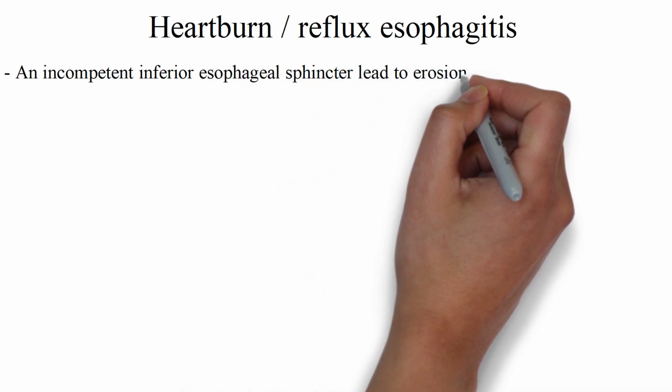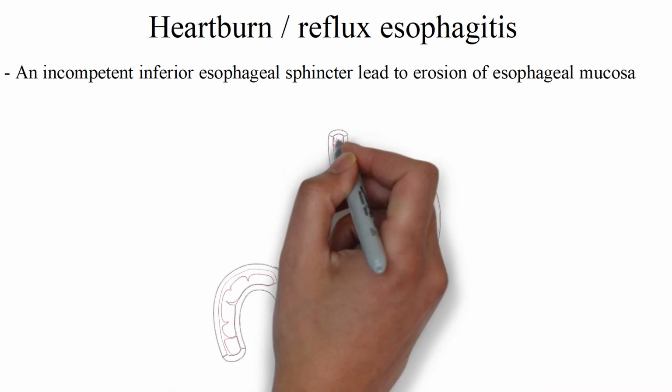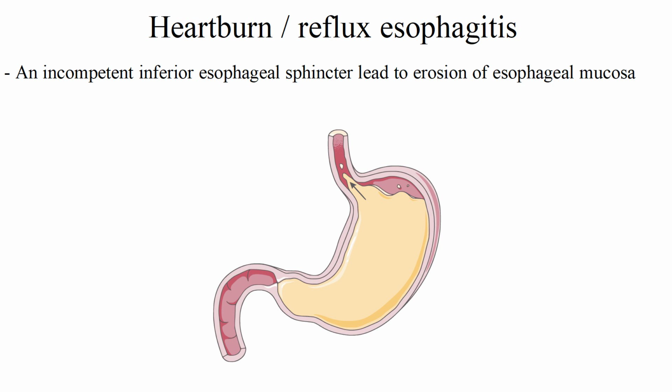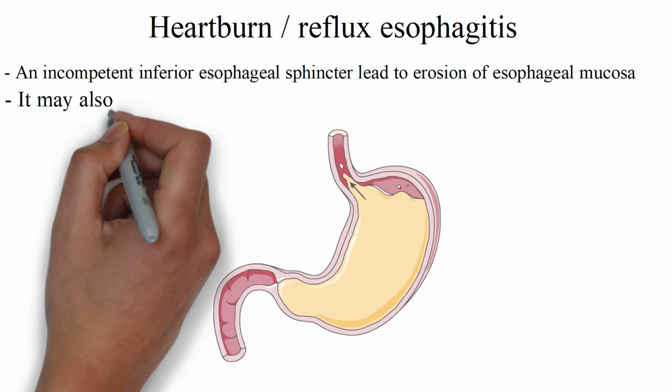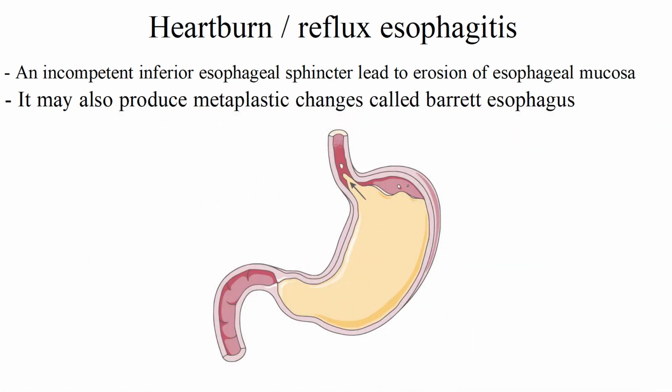Heartburn. As you can see, we have a superior esophageal sphincter and an inferior esophageal sphincter. The inferior esophageal sphincter is present at the arrow, as you can see in the image. The use of the inferior esophageal sphincter is that it prevents the passage of food from the stomach to the esophagus. If the sphincter is not working properly, then HCl, which is secreted in the stomach, passes into the esophagus and this causes metaplastic changes in the esophagus, which is called Barrett esophagus.